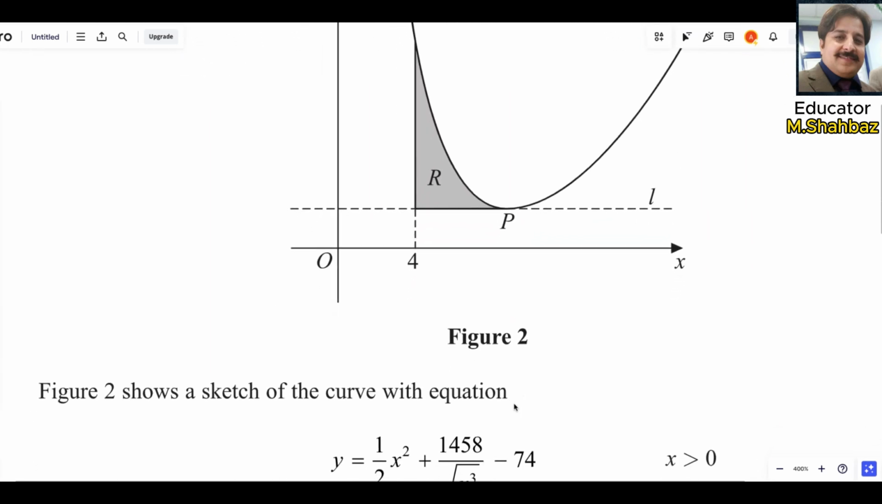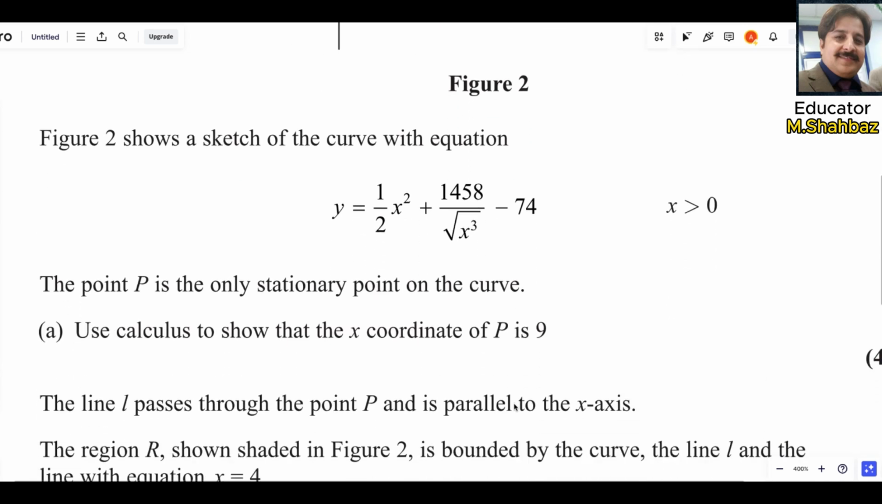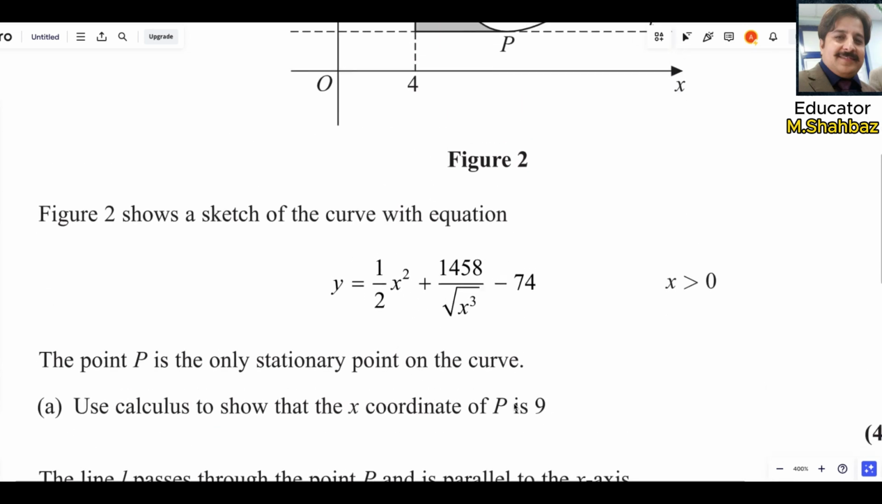Figure 2 shows a sketch of the curve with equation y equals 1 over 2 x squared plus 1458 divided by the square root of x cubed, minus 74. The point P is the only stationary point on the curve. Use calculus to show that the x-coordinate of P is 9.